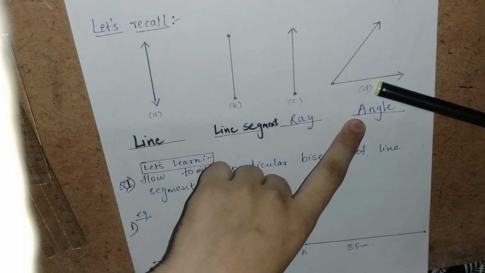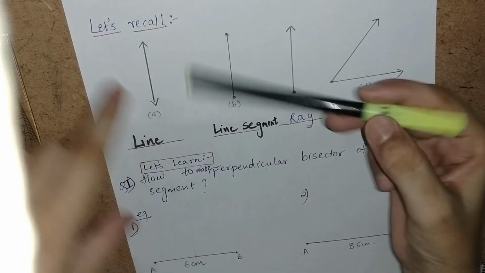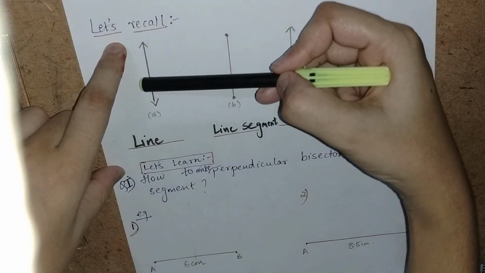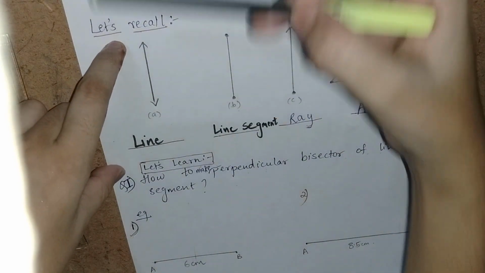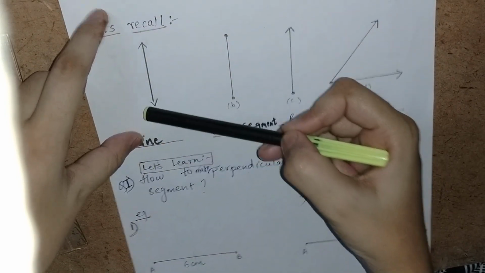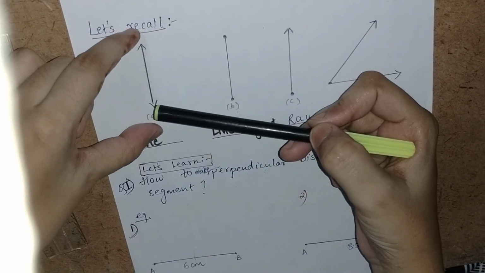Then figure D is called what? Angle. What does this arrowhead indicate? It means that this can be extended infinitely. No specific measurement is given.